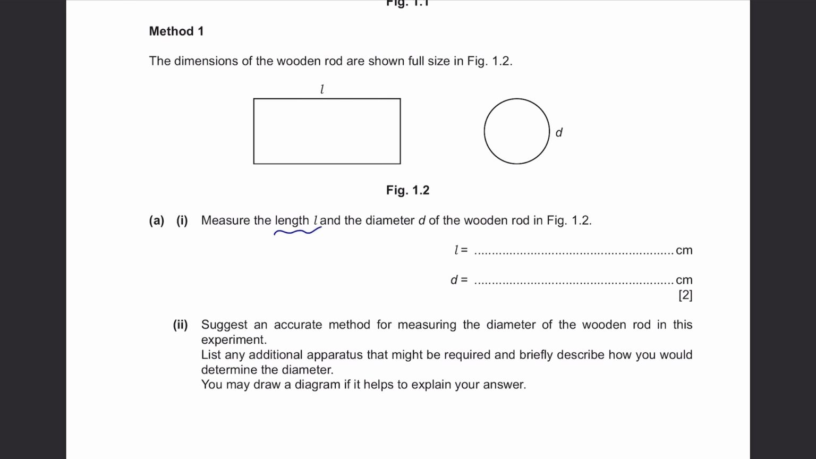Measure the length L and the diameter D of the wooden rod in figure 1.2. For length, you just have to measure this length, and for diameter, you'll have to measure this length across the center of the circle. They should be 4.5 cm and 2.0 cm. Make sure you put both of them to one decimal place because you're using a ruler, and a ruler can measure up to one decimal place.